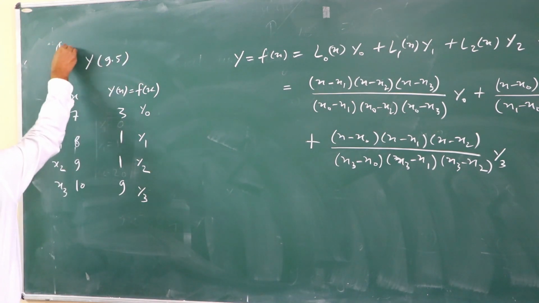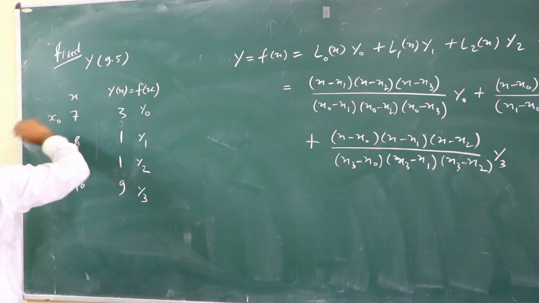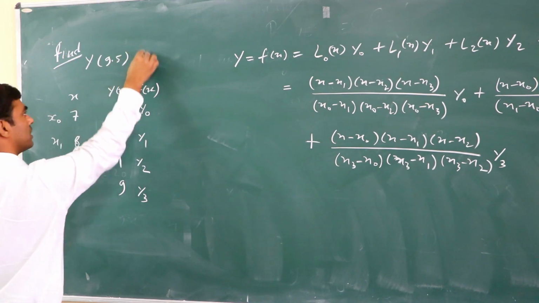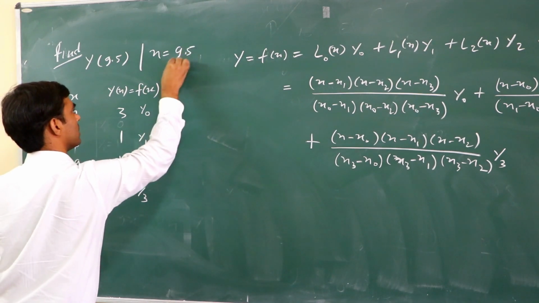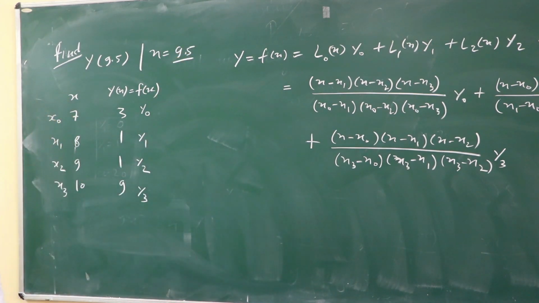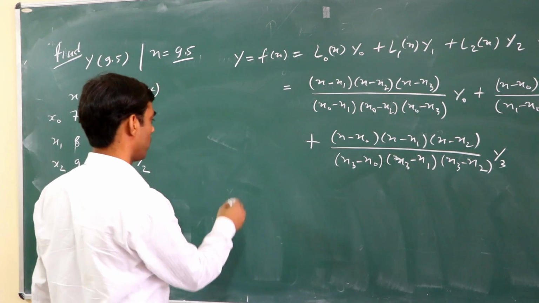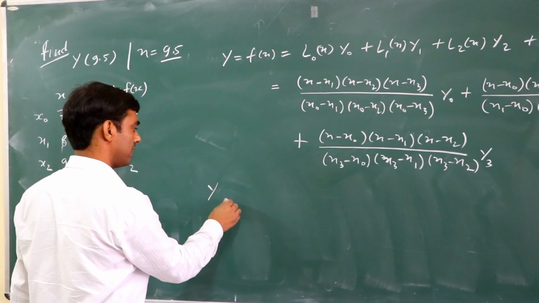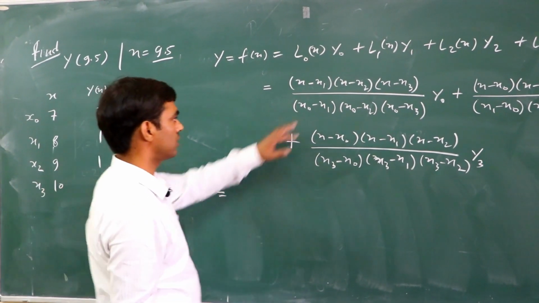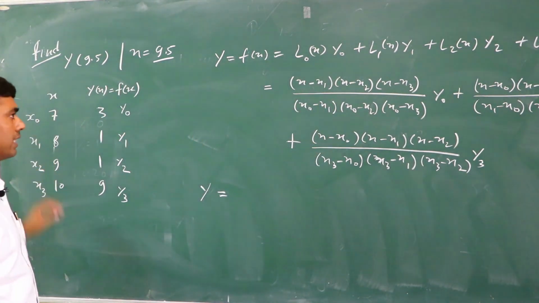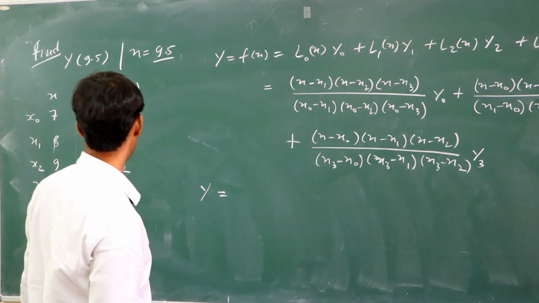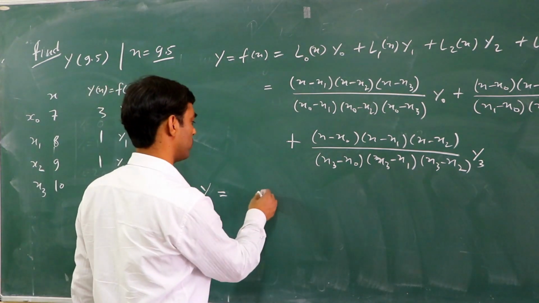So here we try to find the value of y at x equal to 9.5. X is 9.5. Now if we write y equal to, here just put the values of x0, x1, x2 and x3, so 7, 8, 9, 10. These are the values of x0, x1, x2 and x3.